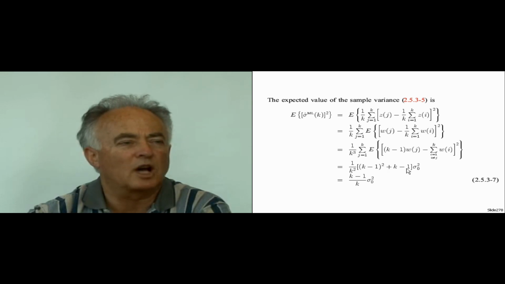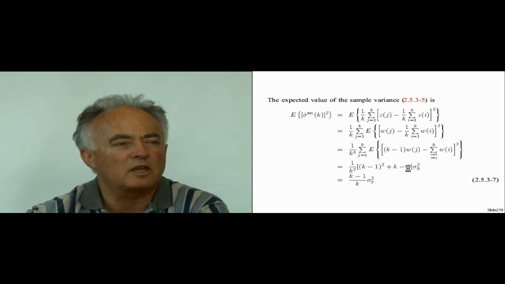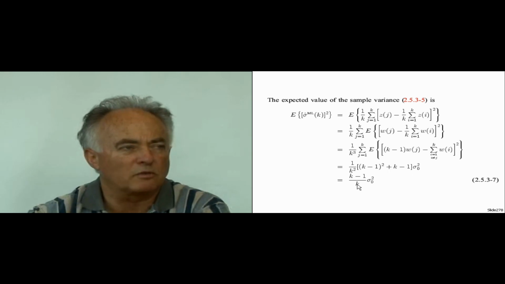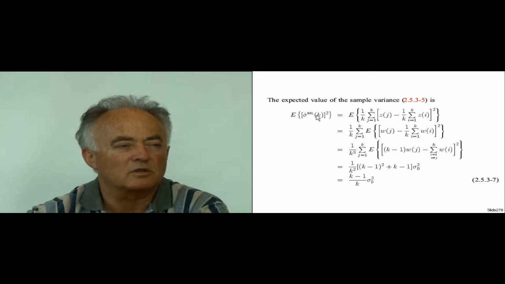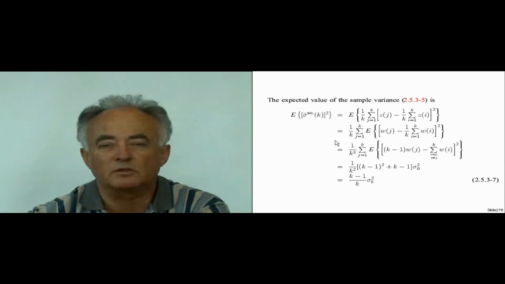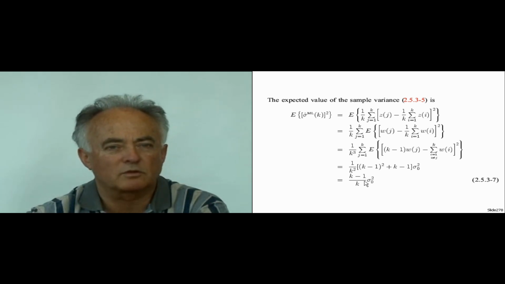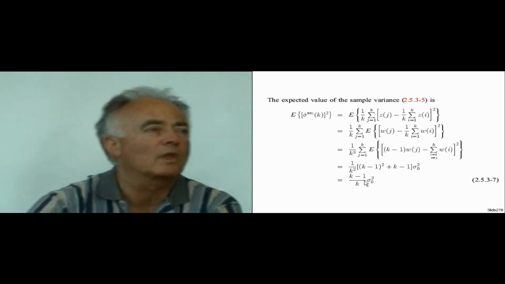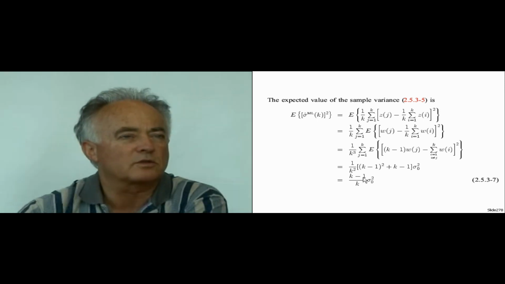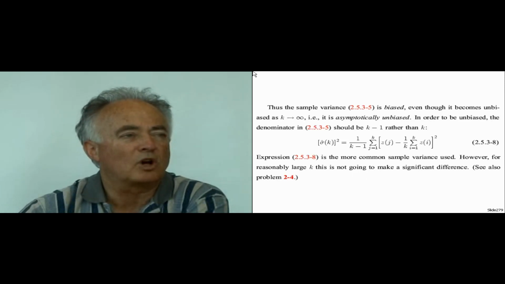So what we have here is k minus 1 squared plus k minus 1. We can factor this out. There's a k here that we end up with, and that cancels with this, so we get that the expected value of the variance estimate is k minus 1 over k times the variance. You can see that for any finite k, this is a little bit biased. Fortunately, the bias goes to 0 as k gets larger and larger. So the sample variance is biased, but asymptotically unbiased.